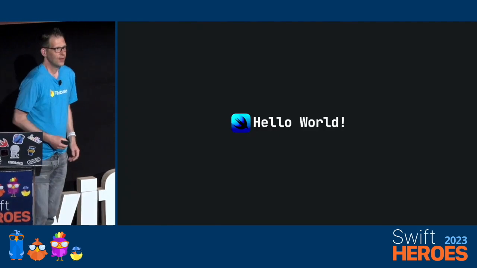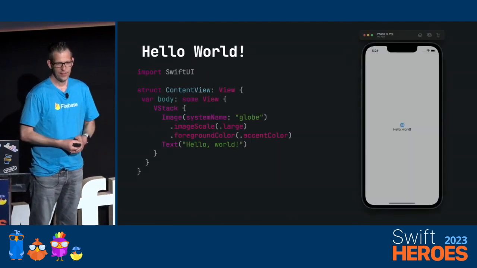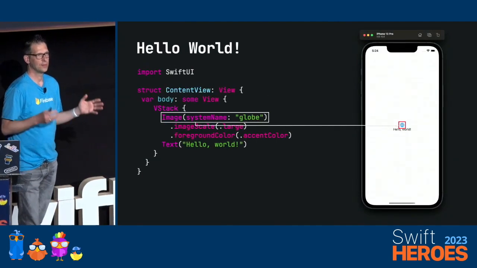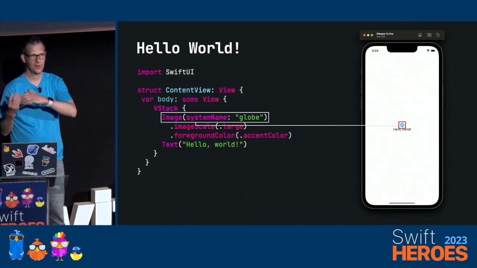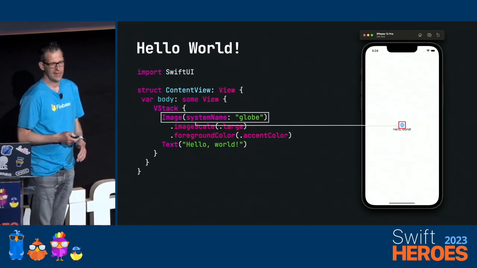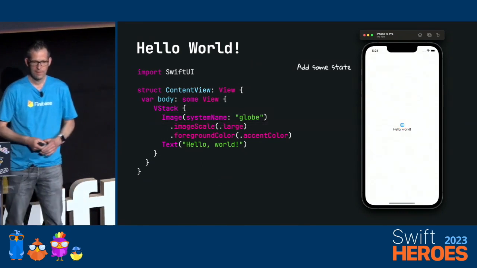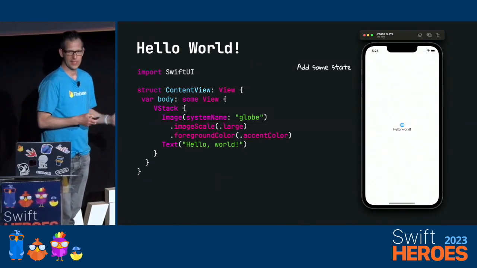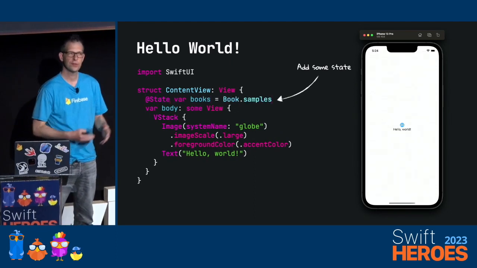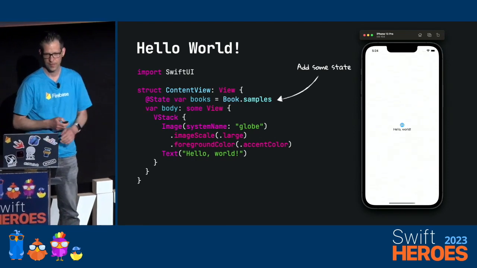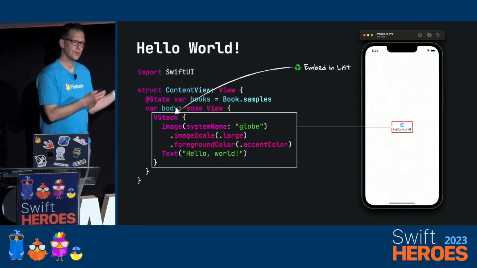All right, let's start with Hello World. If you build a SwiftUI application, what will happen is that, first of all, you get this source code, and it looks like that in your preview. And now let's take that source code and build it into something more complex. So let's begin by adding some state. We're going to use the state property wrapper to connect to a collection of books. And then we're going to turn this thing into a list.